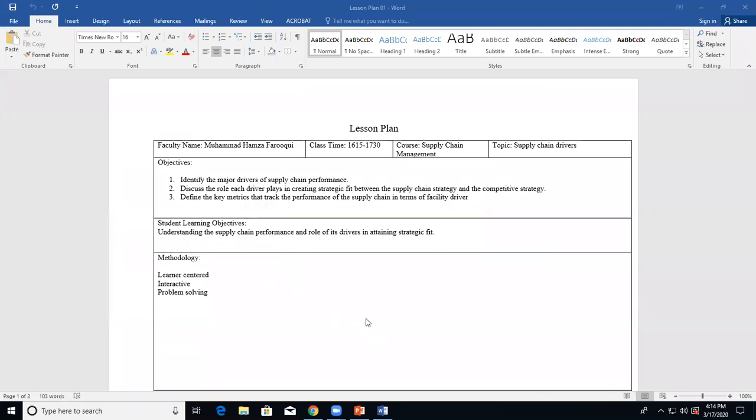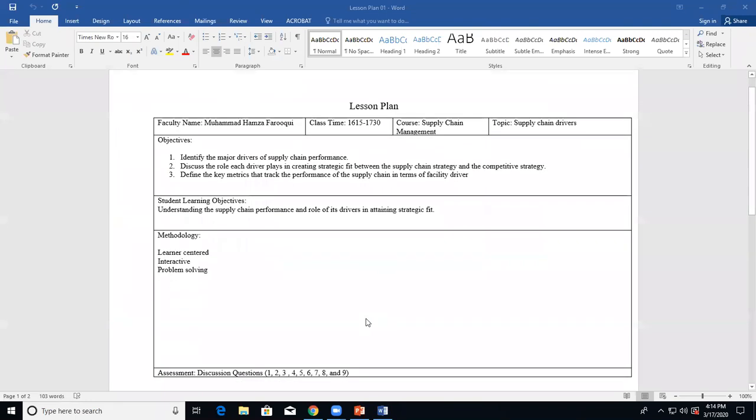So today's lesson plan is, what we are going to do, we are going to identify the major drivers of the supply chain performance. First objective is, second is discuss the role each driver plays in creating a strategy fit between the supply chain strategy and the competitive strategy. Define the key metrics that track the performance of the supply chain in terms of facility driver. Okay, these are the topics which we have never studied before, so today we are going to study in detail.